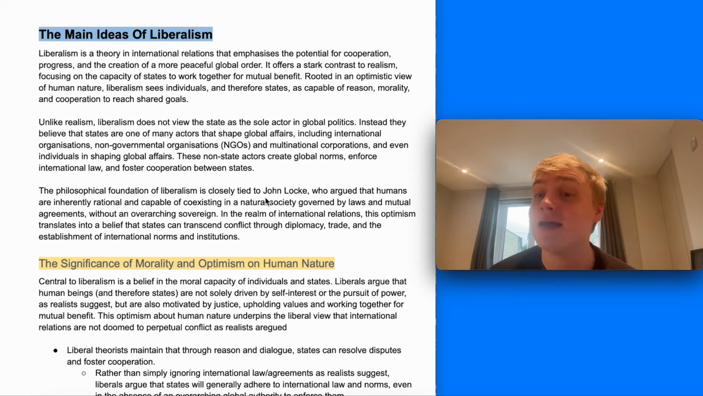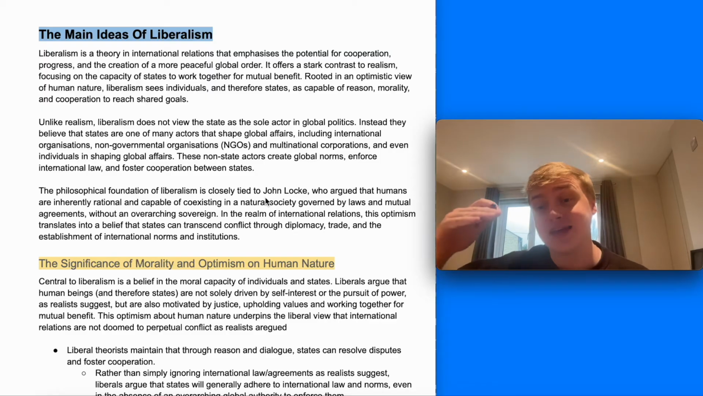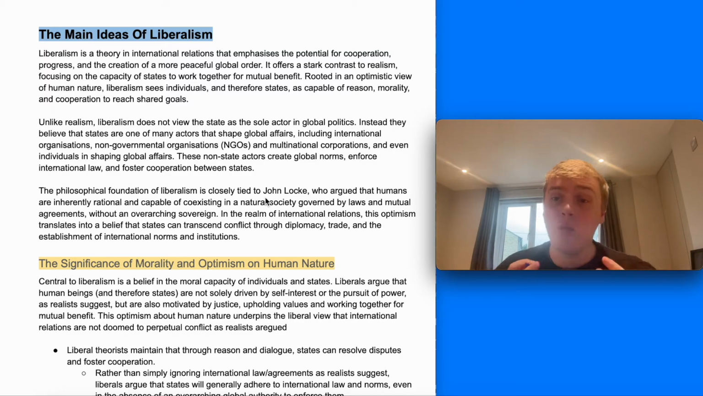Moving on now to the main ideas of liberalism, which, as you'll see, offers a very stark contrast to realism, focusing on the capacity of states to work together for mutual benefit. So they don't see the international community as a kind of zero-sum game, where one state increasing their power results in another state losing their power. Instead, they say that states can work together and increase all of their own power together, and therefore improve outcomes for every state and their citizens.